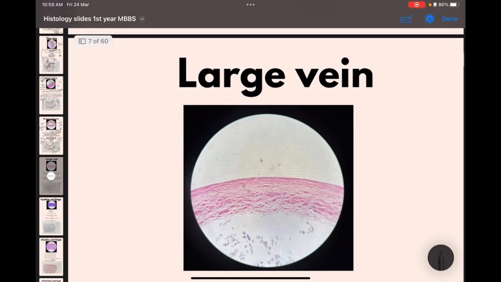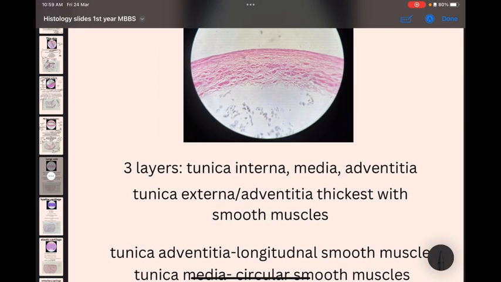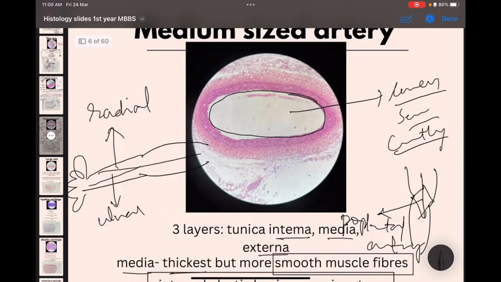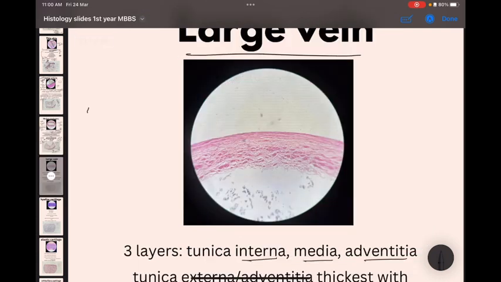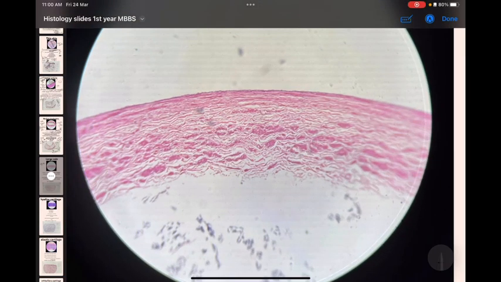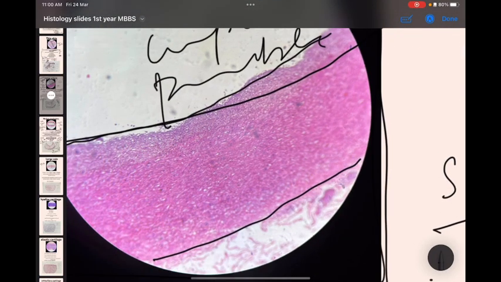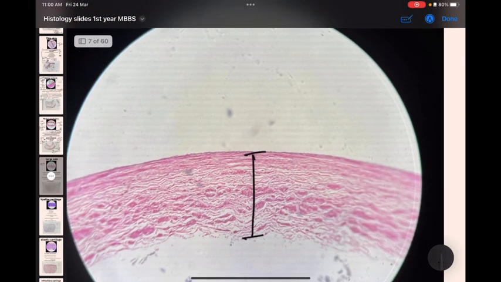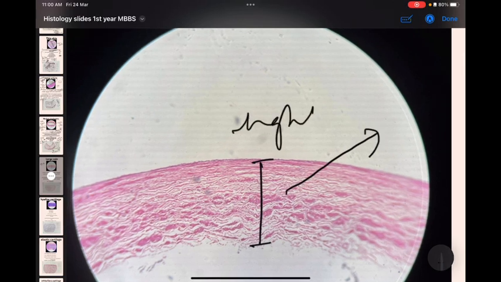Coming to large vein, it is having 3 layers again: interna, media, adventitia. Okay, so in large-sized artery and medium-sized artery, which was the thickest layer? That was media, right? The middle layer, media, was thickest. But in the case of large vein, we have the adventitia layer as the thickest. See, you know how to identify the slide, right? I told you, for the case of large artery, it is more darkly stained. For the case of large vein, it is lightly stained.